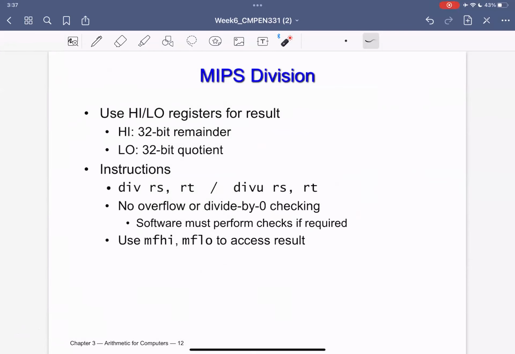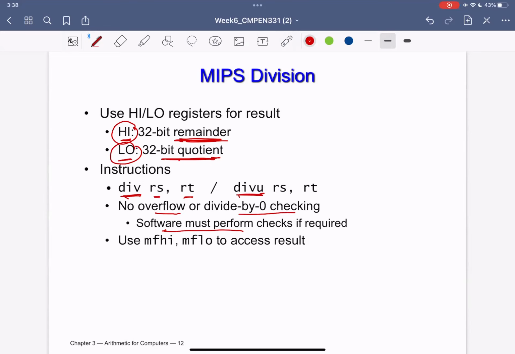With MIPS division, it is the same kind of way that we dealt with multiplication. The difference is that here the high register has the remainder, and the low register has the quotient. So if I write div rs, rt, I would expect that in the high we'll have the remainder, and in the low we'll have the quotient. I can use div or div unsigned. Also with MIPS, there is no overflow or divide-by-0 checking. This just happens in the software step. It should perform the check if required.